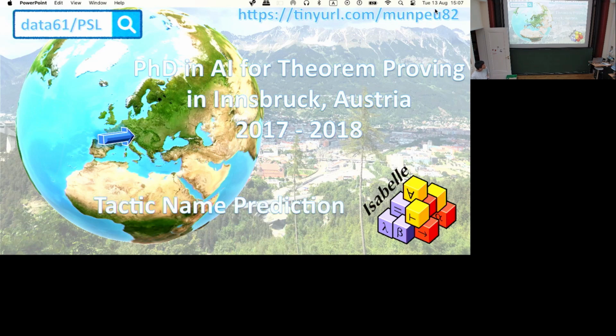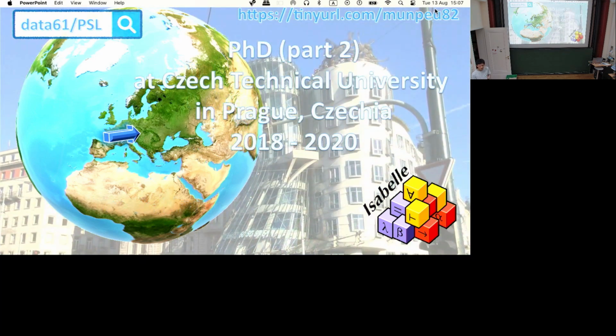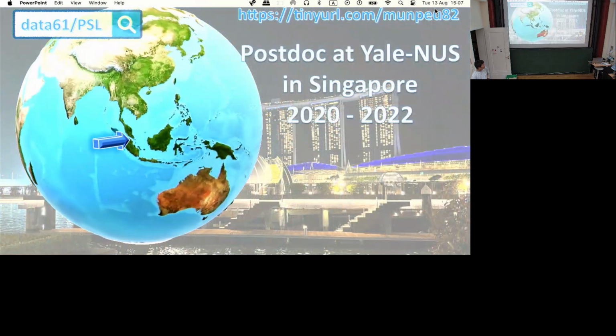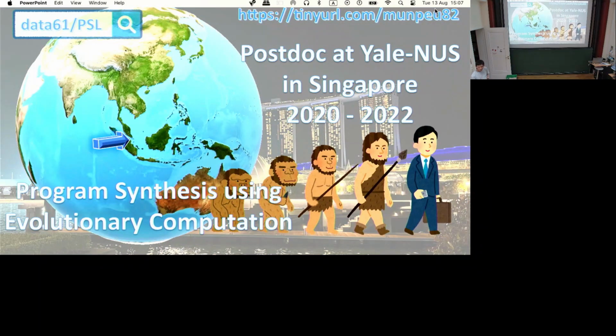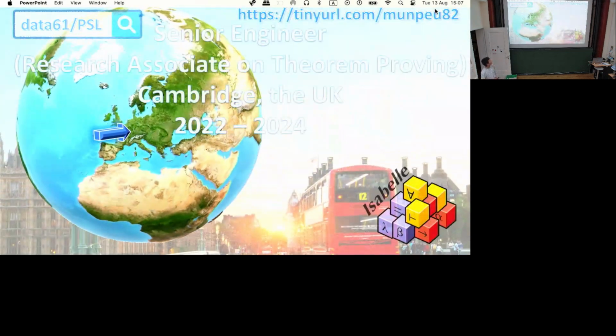First, I built a tool to recommend tactic names in Austria. And you know what tactics are, right? And then I moved to Prague and studied how to recommend tactic arguments. Then I did a postdoc in Singapore where I worked on evolutionary computation.